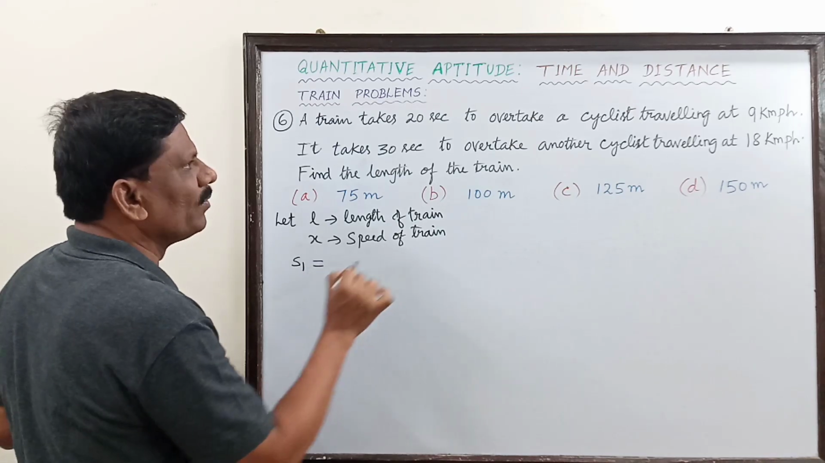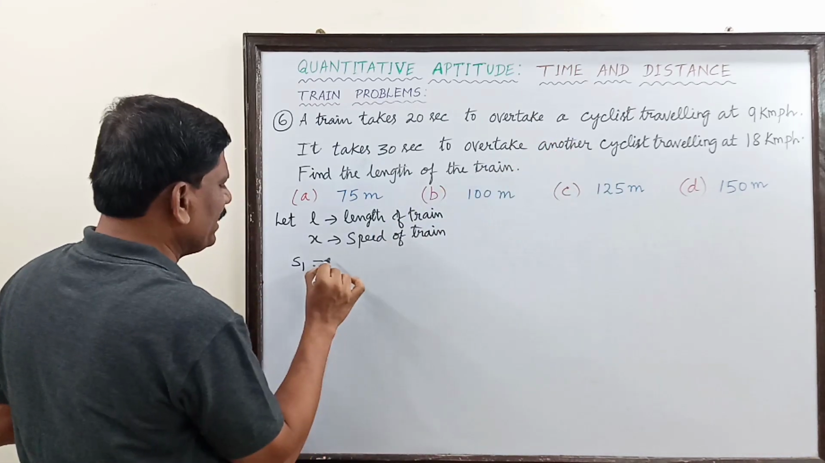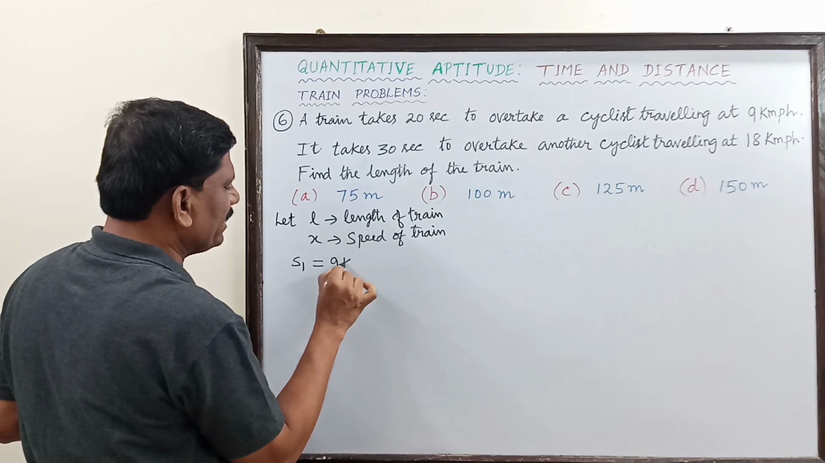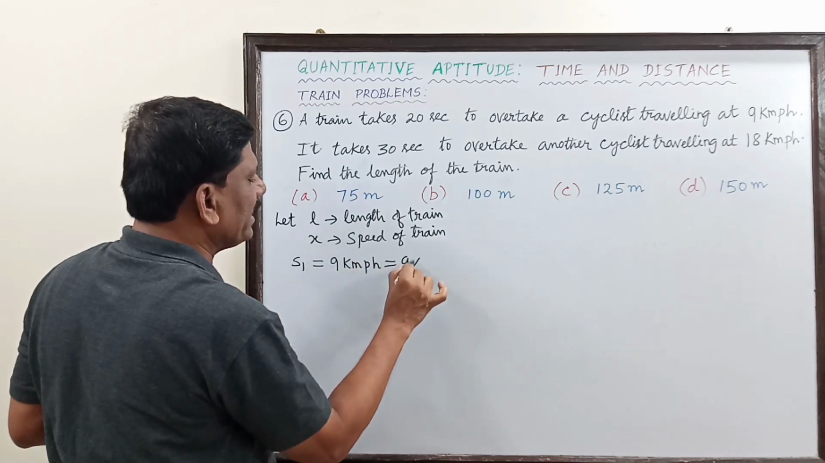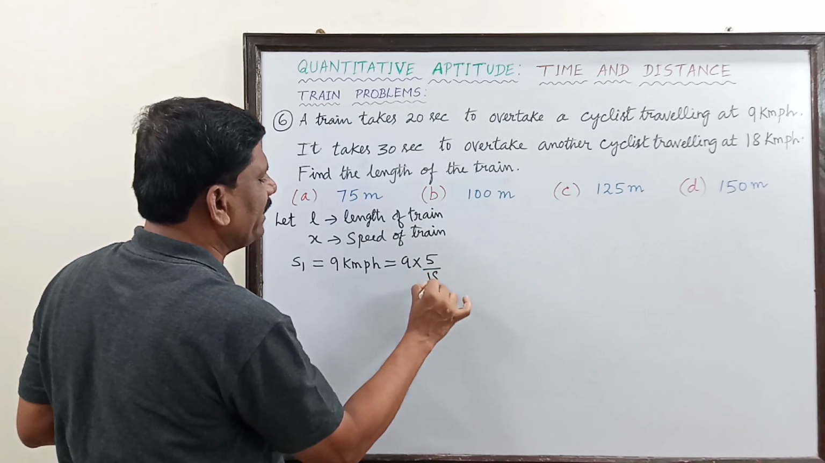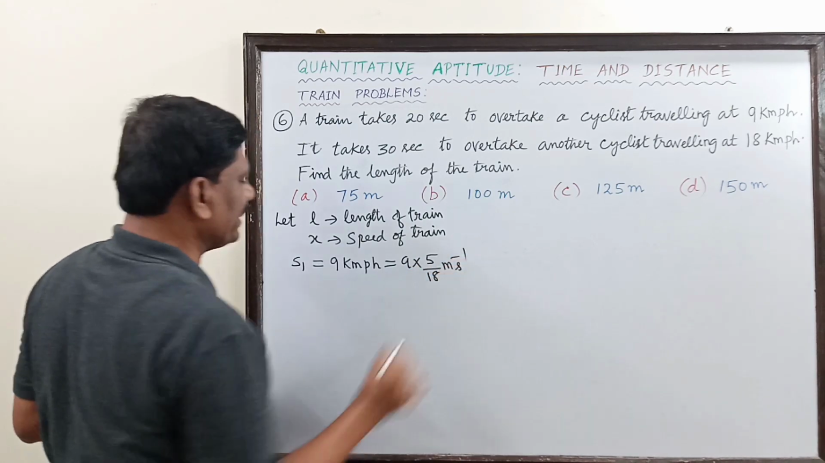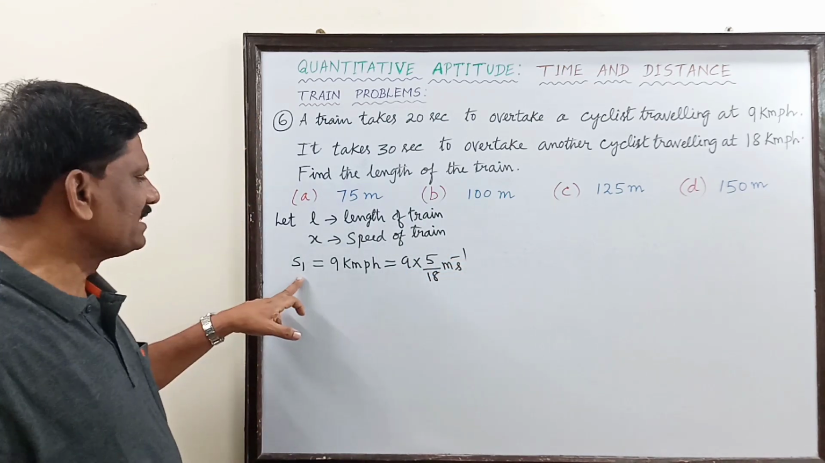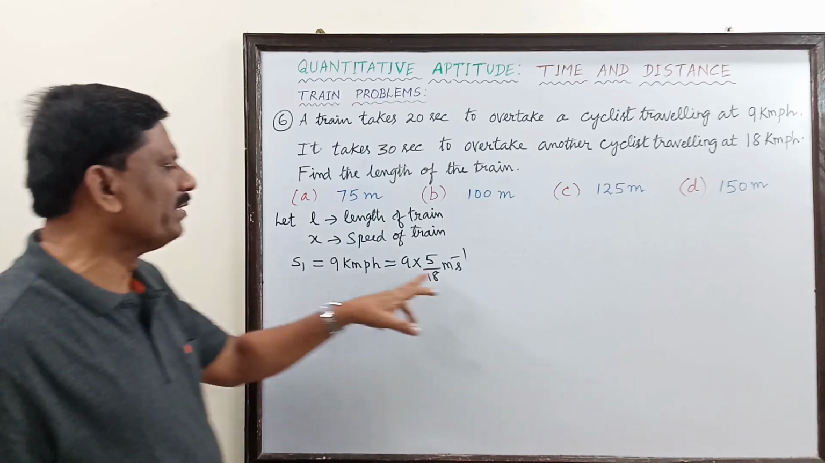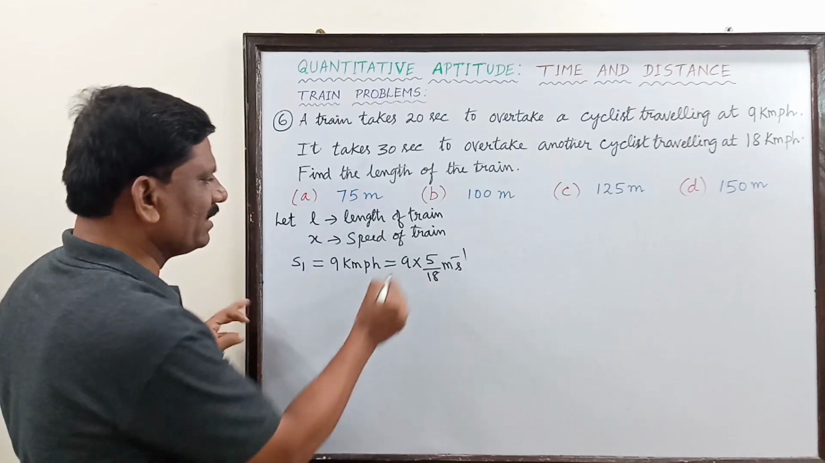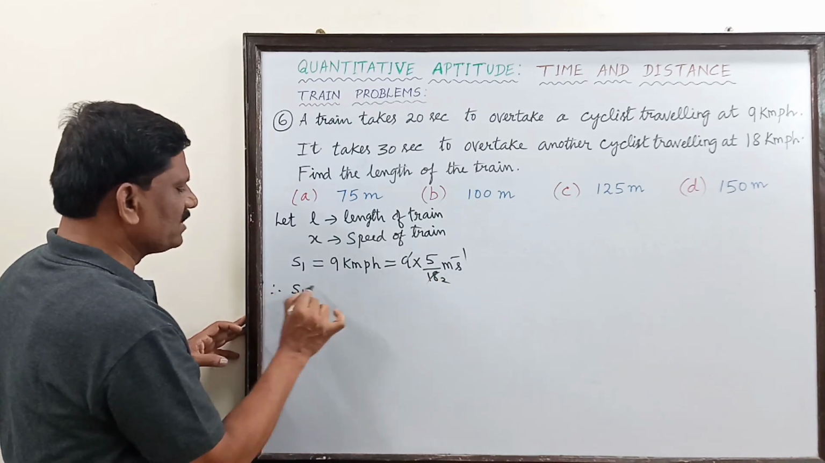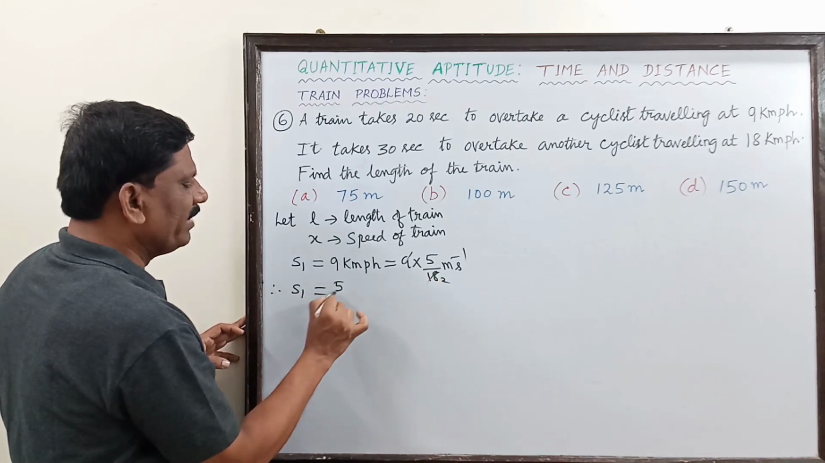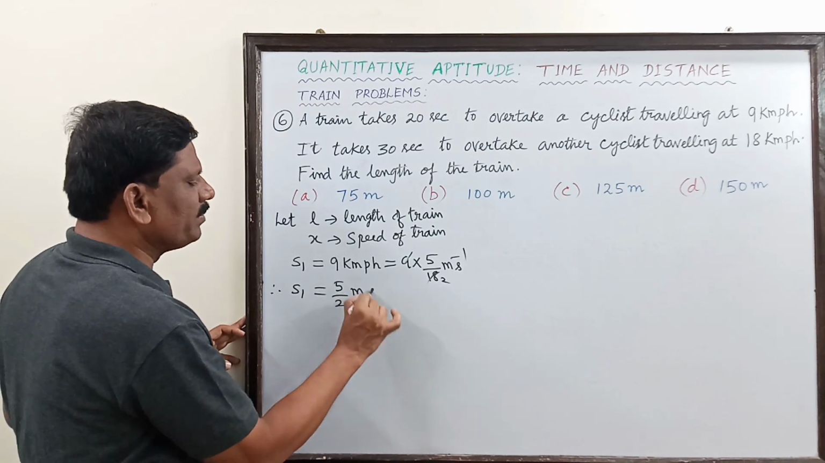So this is equal to 9 km per hour. So this is equal to 9 into 5 by 18 in meters per second. I am converting the speed of the first cyclist from kilometers per hour into meters per second. So 9 twos are 18, therefore S1 must be equal to 5 by 2 meters per second.